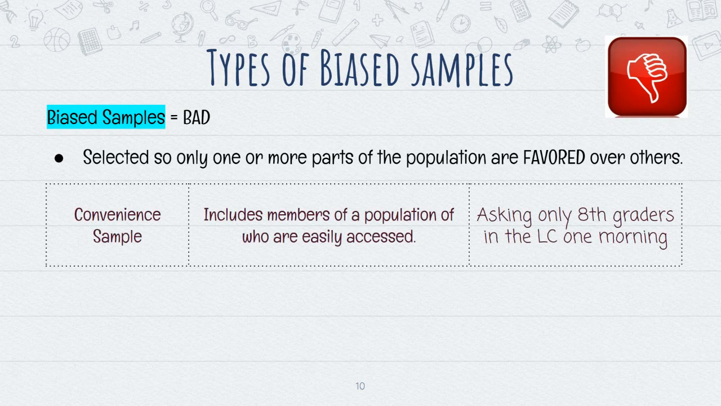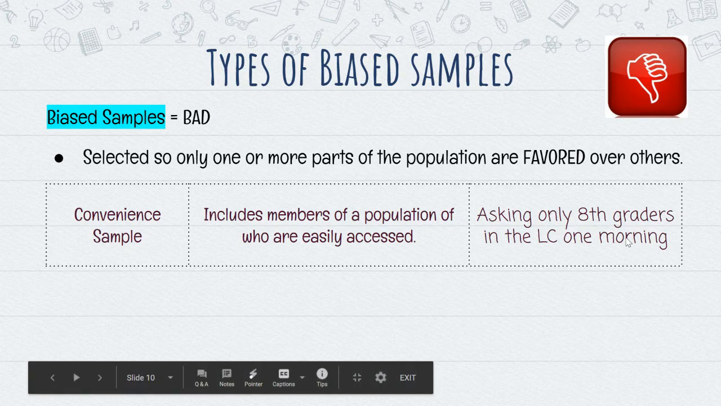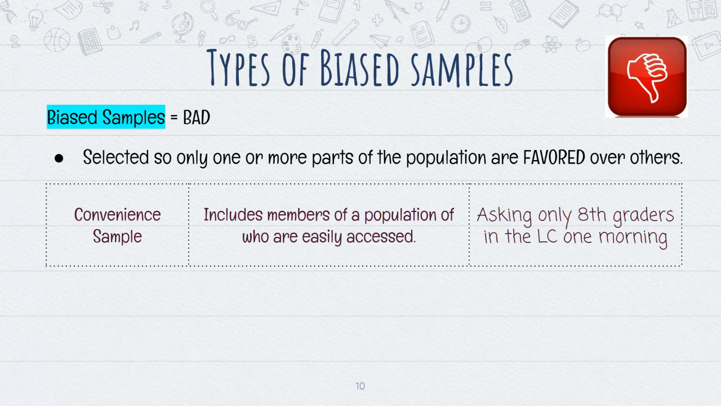A biased sample, remember biased is bad. One biased sample is a convenience sample. That's when you are surveying people who are easily accessed, right? It's just easy to get to them. So for example, if we were to ask only 8th graders in the LC one morning about our shortening lunch situation, right? That's convenient. 8th graders tend to be in the LC. The other problem is with the 8th graders, they're not going to be at Lincoln next year, right? So they don't represent all of our Lincoln students.